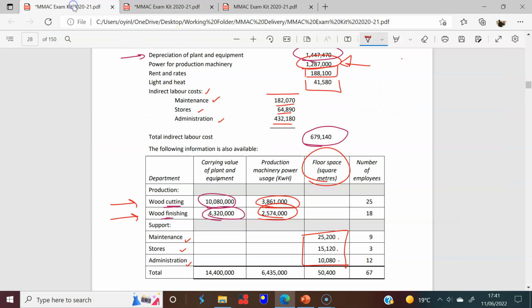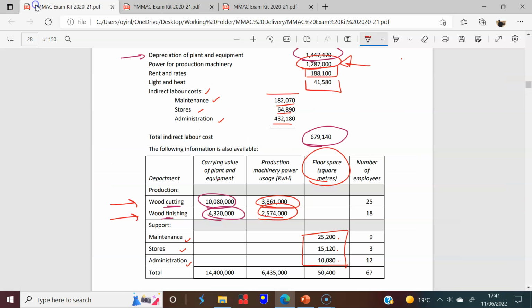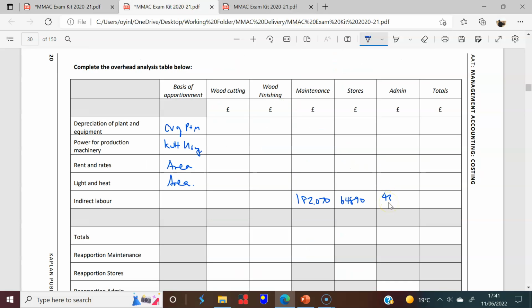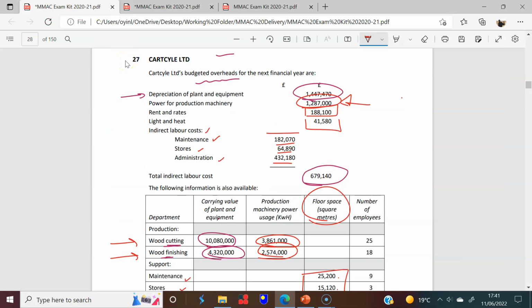I can put the one for stores straight away, 64,890, and I can put the last one, 432,180. And what I then go about trying to do is to split the rest. So let's just clean this out.